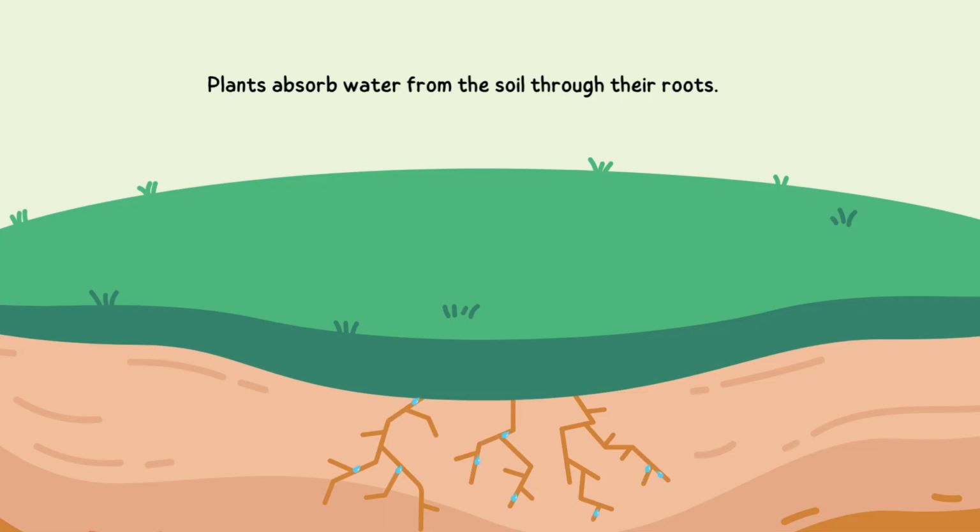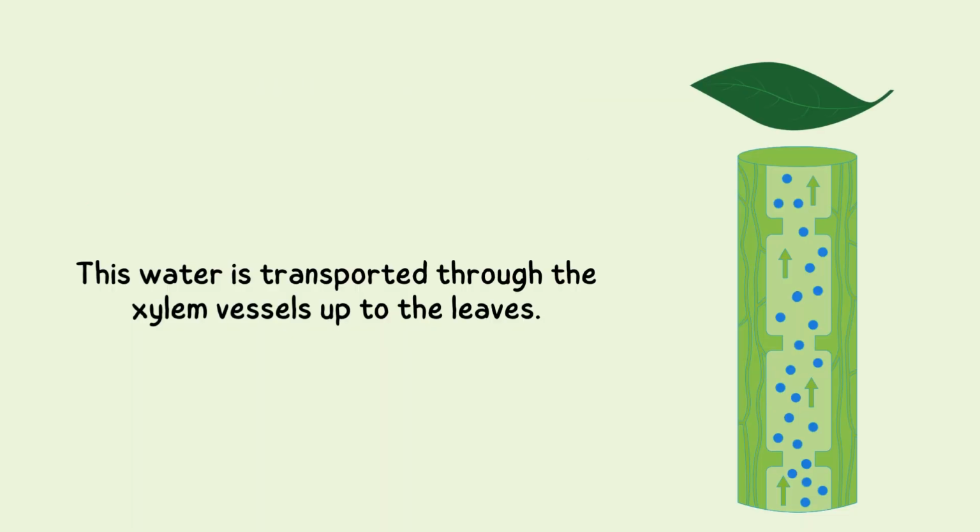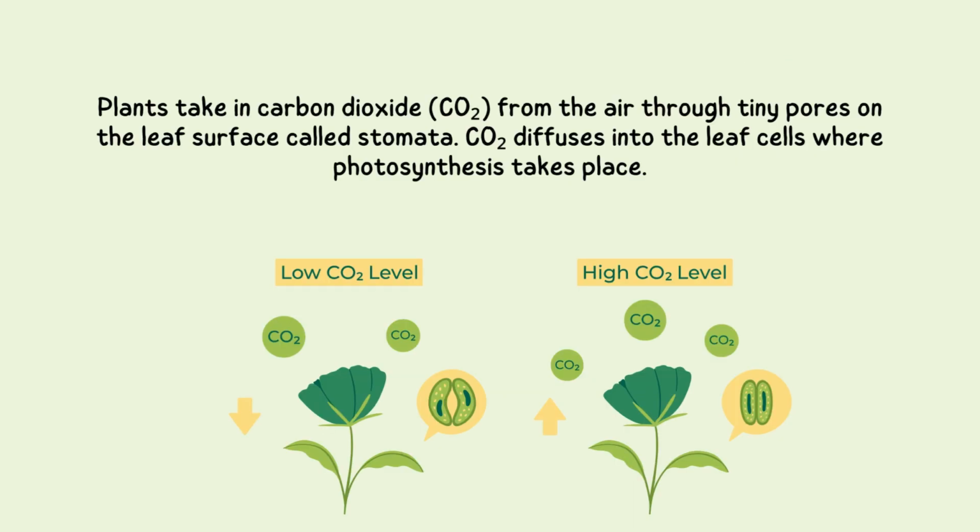Plants absorb water from the soil through their roots. This water is transported through the xylem vessels up to the leaves. Plants take in carbon dioxide, CO2, from the air through tiny pores on the leaf surface called stomata. CO2 diffuses into the leaf cells where photosynthesis takes place.